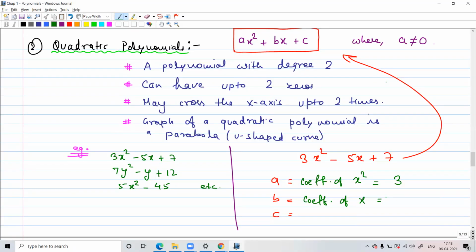Yes. So this is -5. We should keep the sign also into consideration. And C is the constant term, which is 7. Okay. So you understand standard form?